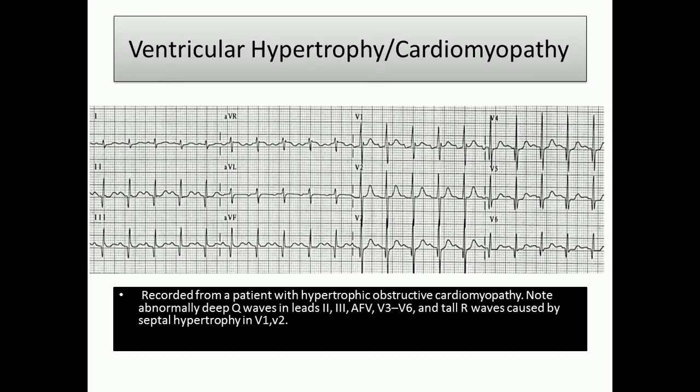As you see here, in leads 2, 3, aVF, and in some lateral leads, we see QS. It is due to the previously mentioned mechanism of septal hypertrophy and change of normal vectors, and it is not inferolateral myocardial infarction. We should remember that ventricular hypertrophy, especially in obstructive cardiomyopathy patients, will come with chest pain and should not be mistaken for myocardial infarction.